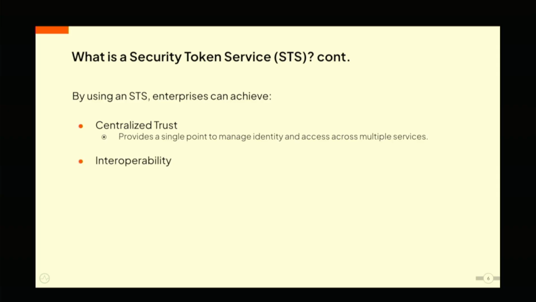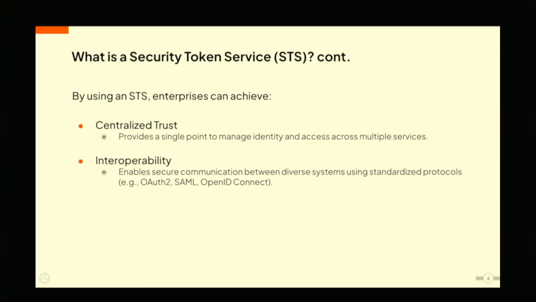Then you have interoperability. Let's say you are an organization with hundreds of microservices, and you need to authenticate and authorize them. If different teams build different kinds of authentication and authorization systems, they might not be on the same page, right? By having this centralized security token service, we can use standard protocols like OpenID Connect and OAuth2, so that your enterprise will follow all the standard procedures and protocols out there.